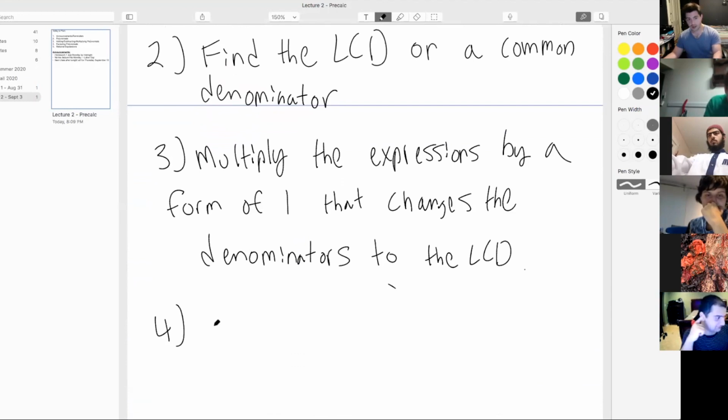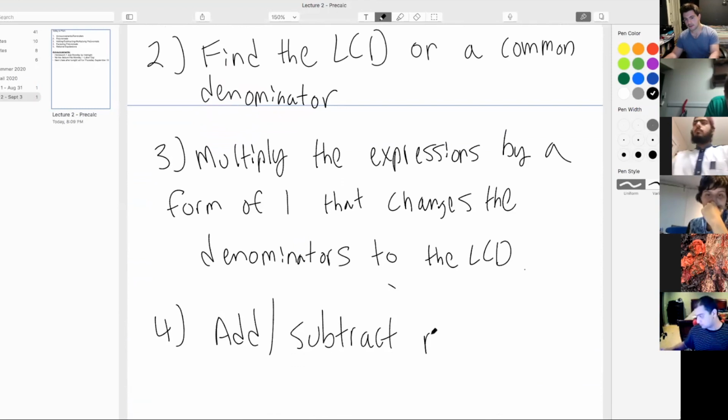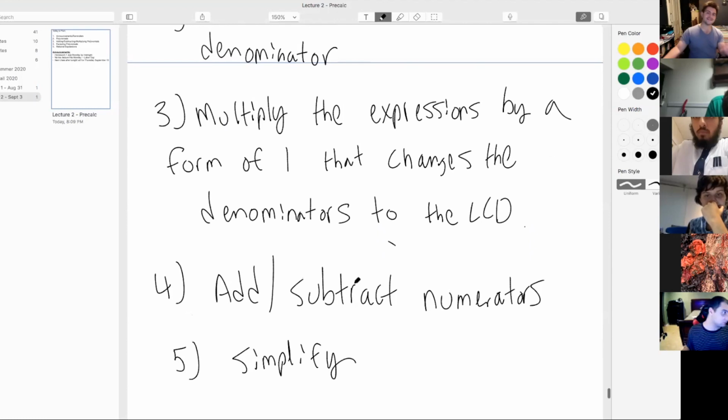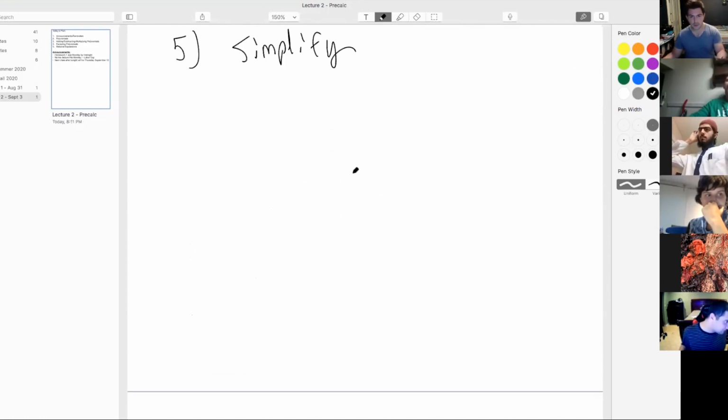And step 4, add or subtract the numerators. And step 5, simplify. So pretty much you're just doing the same steps of adding and subtracting fractions, except they're going to be polynomials in the numerator and denominator. So just one very quick example, and then we will be done for the night. I apologize for going slightly over. I just wanted to get all this done.